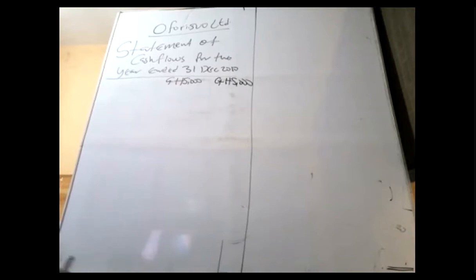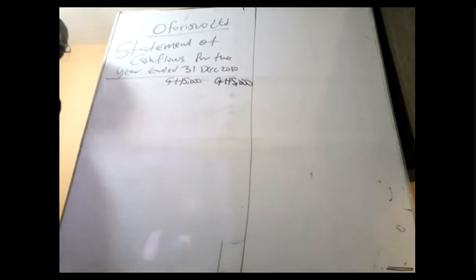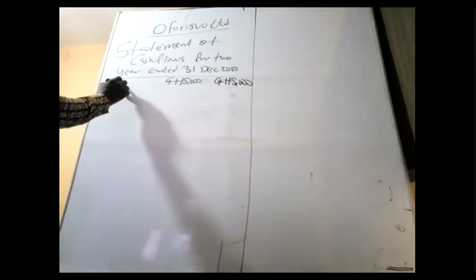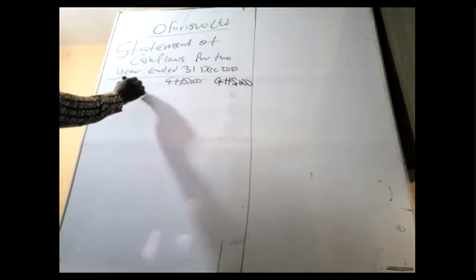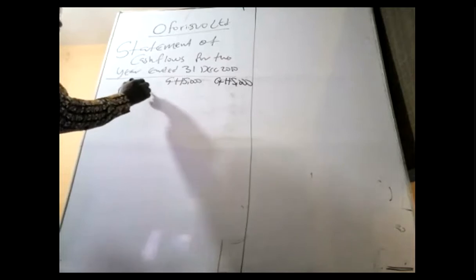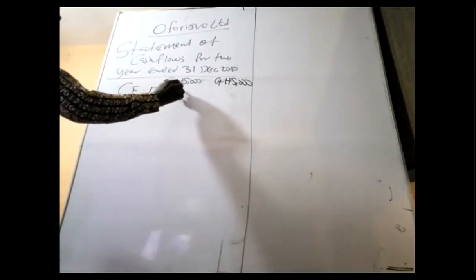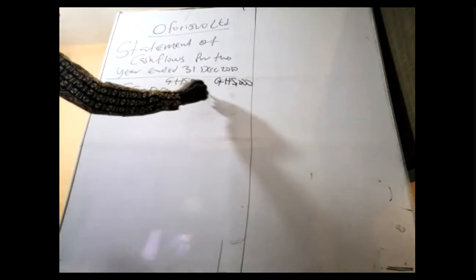Now, where do you start from? Cash flow has three perspectives. Start with the very first one. Here we are using the indirect method. The first item on the list is cash flow from operating activities. So write cash flow from operating activities, no shortcut. Underline it.